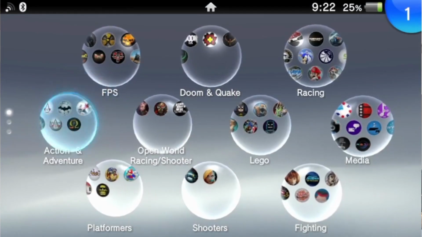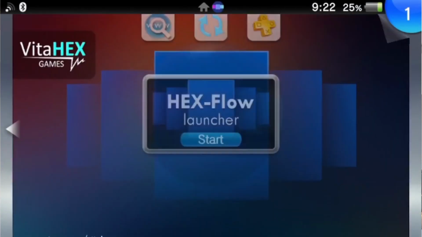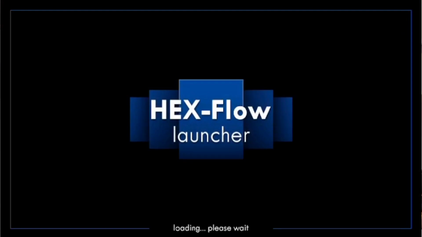Makes it easier. I can sort of categorize games into certain categories. That's great, but each bubble only holds 10 icons, so it's not the best of interface. So I was looking around for an alternative UI or an alternative launcher, and I came across Hex-Flow. It's a 3D sort of cover flow style launcher, and it's fantastic.